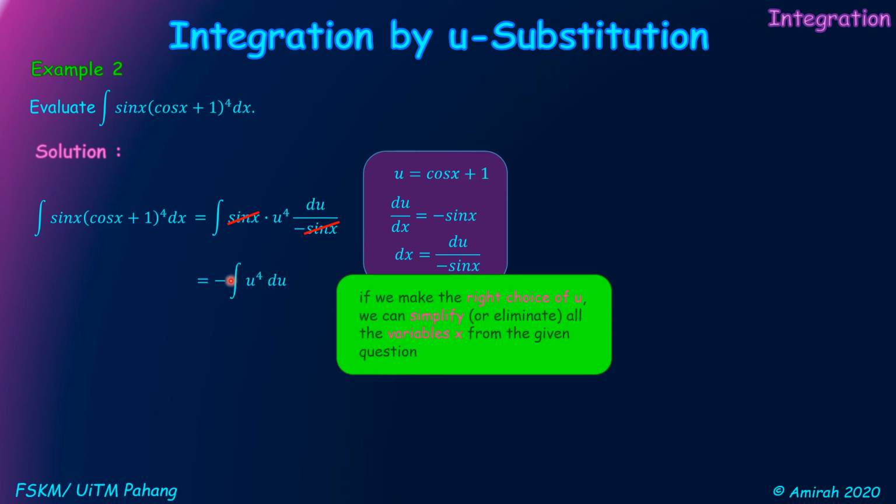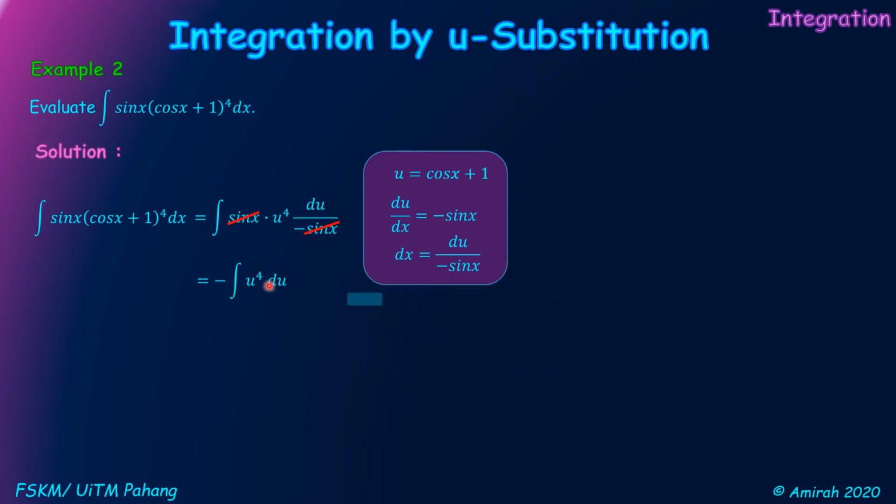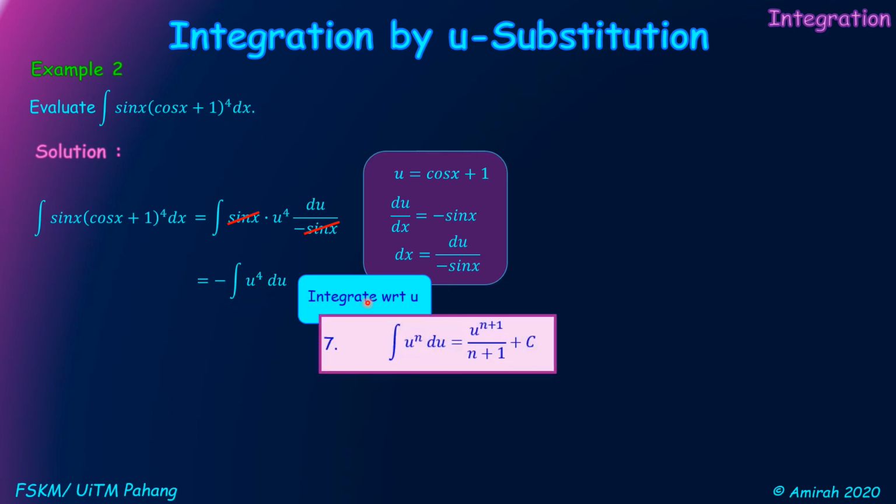After we simplify sin x, we move the negative sign out from the integration sign. So we get negative integration of u to the power of 4 du. And then from here, now we have all terms containing u and du, so we can integrate from this point. So we integrate with respect to u.